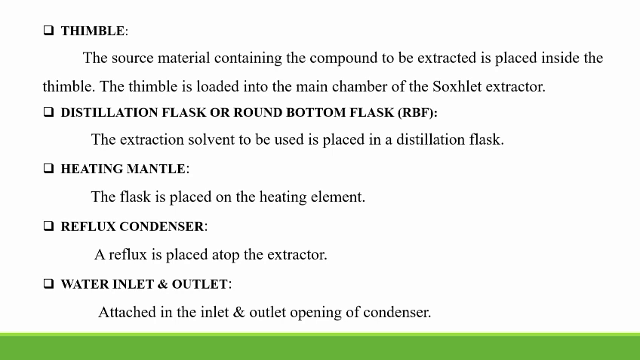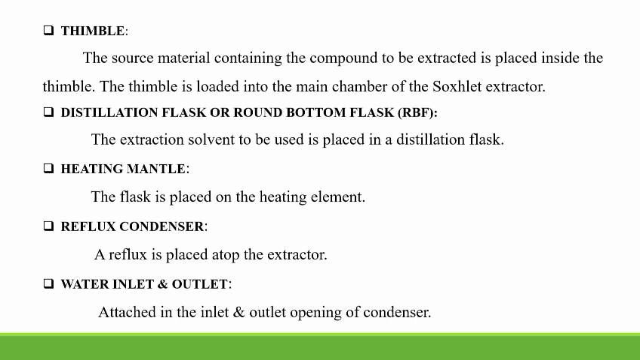First is the thimble. The crude drug which is to be extracted will be kept in the thimble. It is the main chamber of the soxhlet extractor. Inside the percolator, we keep our crude drug, and that particular loaded part is known as the thimble. And the distillation flask or round bottom flask contains the extraction solvent which is used for the extraction.